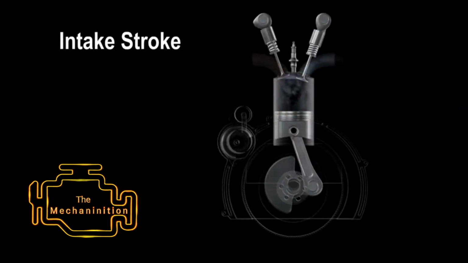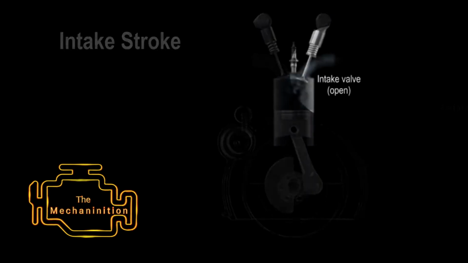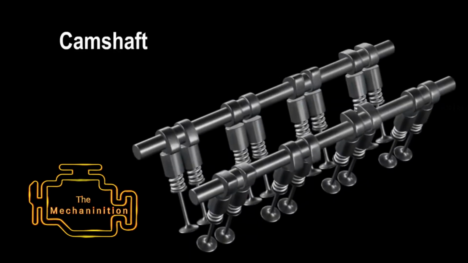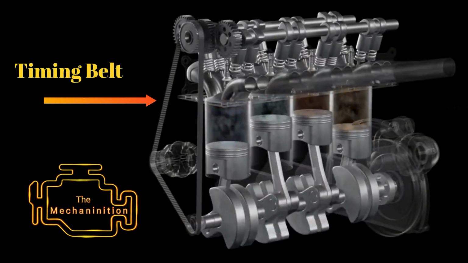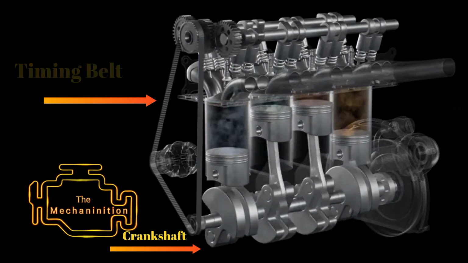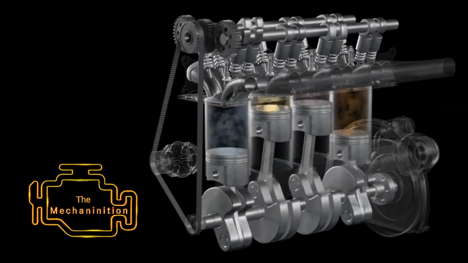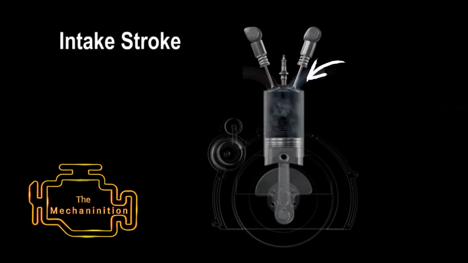The first stroke is the intake stroke. That's when the piston moves downward from top dead center to bottom dead center, drawing your air-fuel mixture into the cylinder through the open intake valve, while the exhaust valve remains closed. The camshaft is what opens and closes the valves to the cylinders through a chain, belt, or gear. It's timed to the crankshaft, and it opens and closes at the right time for each stroke, and that's what's known as timing. So, as the piston goes down, it is creating a vacuum, drawing in the air-fuel mixture, and once it is at the end of the first stroke, the intake valve closes.